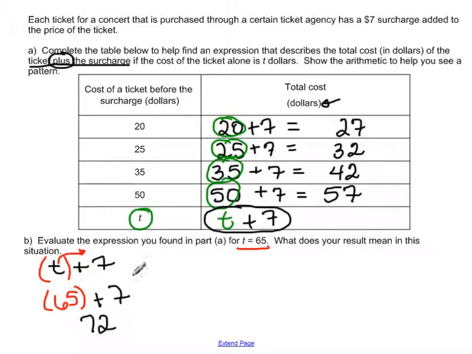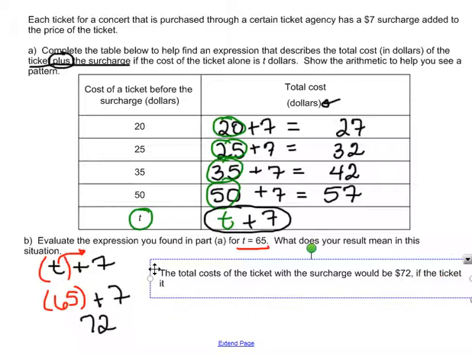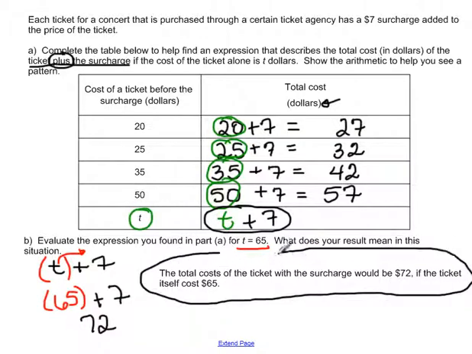Well, what does that mean? What does that mean in this situation? If we look back to the problem, remember this was talking about the total cost for our ticket. This would tell us that the total cost of the ticket with the surcharge would be $72 if the ticket itself cost $65. Okay. So clearly answering the question with all of the information that was given in the problem. We always want to be sure that we communicate clearly when we're answering an application problem or a story problem. So this would be our final answer.